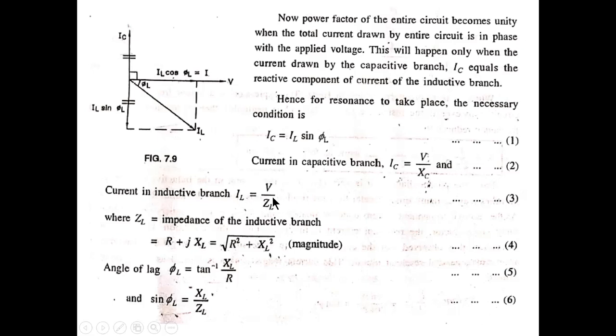We consider here ZL because we have R and L in series combination. So for the combination of load, we have to consider the impedance, where ZL is equal to impedance of the inductive branch. It is given in rectangular form and magnitude form. Phase angle phi L is given by tan inverse XL by R from the phasor diagram, and sin phi L is equal to XL by ZL from the phasor diagram.